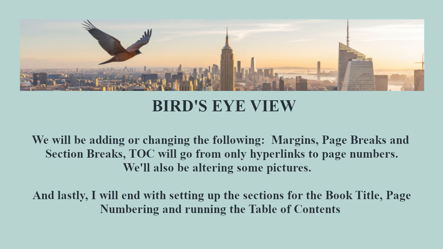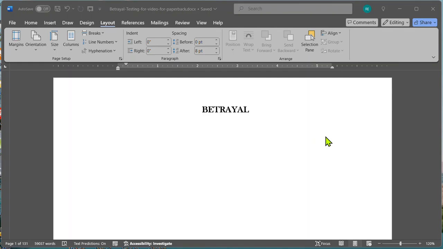So first, let's have a quick overview, a bird's eye view of what we will be doing. We're going to be adding or changing the following things: the margins, the page breaks, and the section breaks. The table of contents will go from only hyperlinks to page numbers, and we'll also be altering some pictures. And lastly, I will end up with setting up the sections for the book title, the page numbering, and the running of the actual table of contents. So let's begin with the margins.